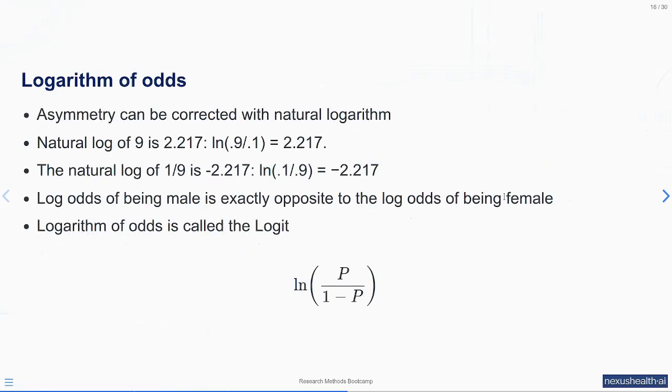So what can we do? We can correct that asymmetry using the natural logarithm. So the natural log of 9 is 2.217. The natural log of 1 over 9 is minus 2.217. So once we take the log odds, we find that this symmetry is restored, because the log odds of being male is exactly opposite to the log odds of being female. And so this logarithm of the odds is called the logit function, and it's represented, as we can see here, as log p over 1 minus p.